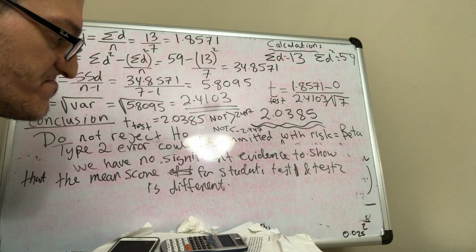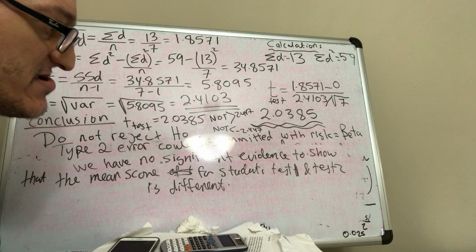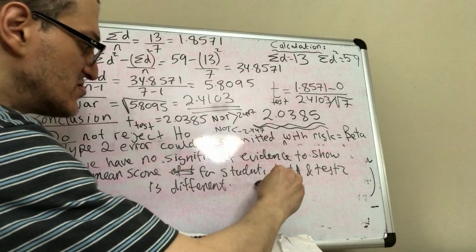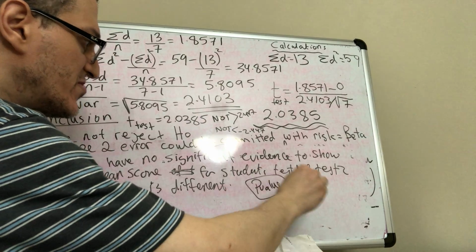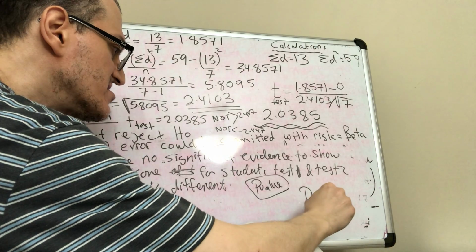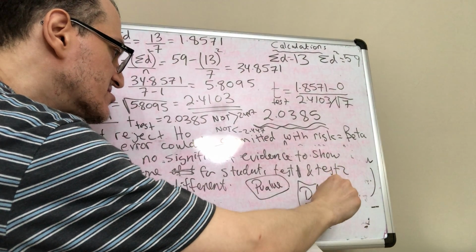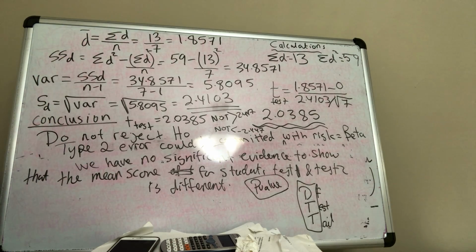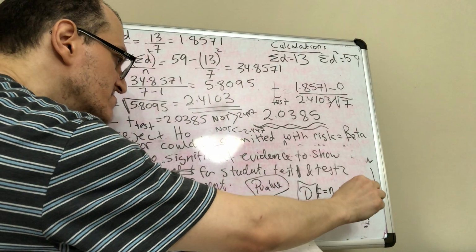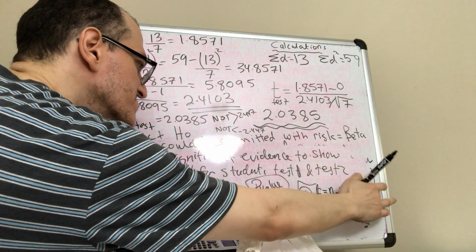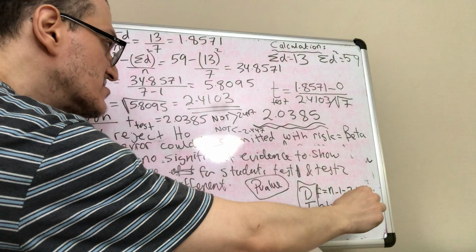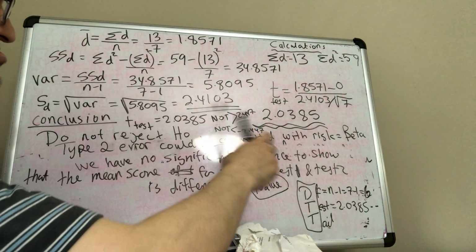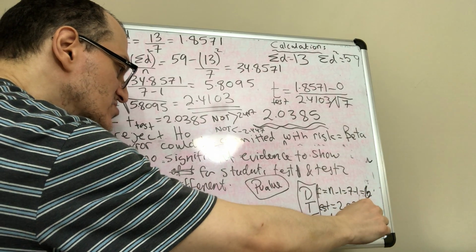Okay, now the last thing in this is, what if they ask you to do the p-value? So what if you're asked to do the p-value for this t-test? Again, DTT: degrees of freedom, test, and tail. Degrees of freedom for this chapter, again, n minus 1, 7 minus 1, 6. We found the test to be 2.0385, and we were doing it as not equal, so two-tailed.